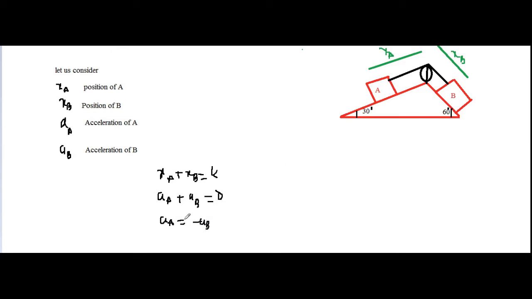Here the negative sign indicates that if block A moves towards this reference point, then block B moves away from this reference point. So while substituting the values, we will just substitute AA equals AB. This negative sign just indicates the direction. So if A is moving towards this pulley system, then B shall be moving away from it.